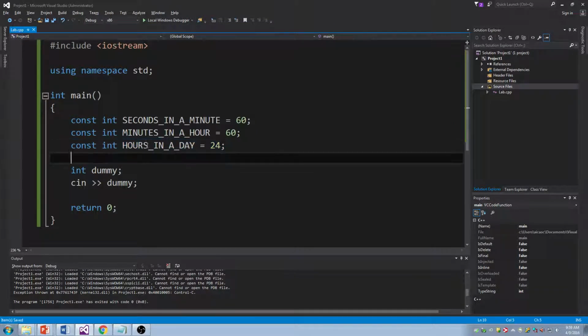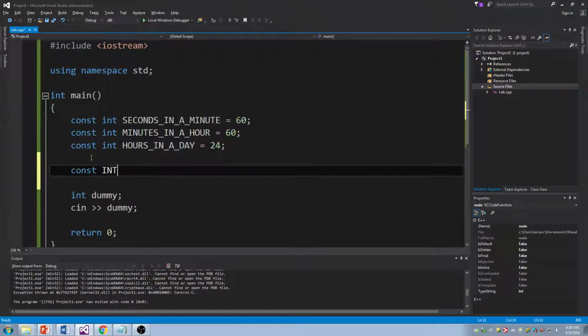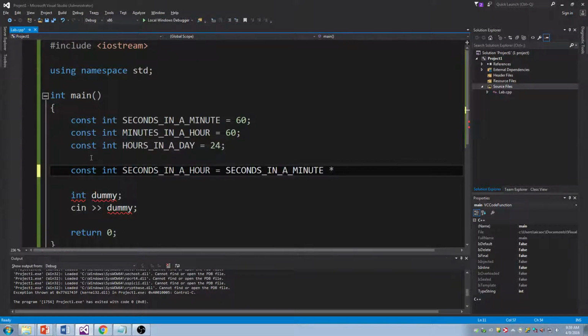Okay. That should be all we need for our seconds. Now let's create some more that represents seconds. So I'm going to say constant int seconds in a hour, which is equal to seconds in a minute times minutes in an hour. If you read this just in English, the number of seconds in an hour is equal to how many seconds are in a minute times how many minutes are in an hour. So this is basically 60 times 60. This is equal to 3,600. That's how many seconds there are total in an hour.